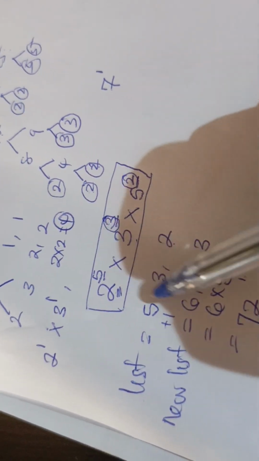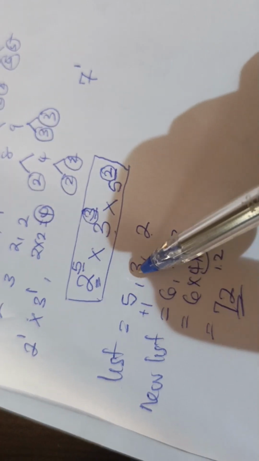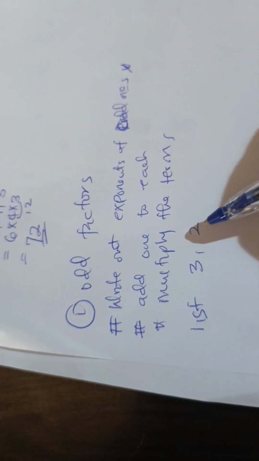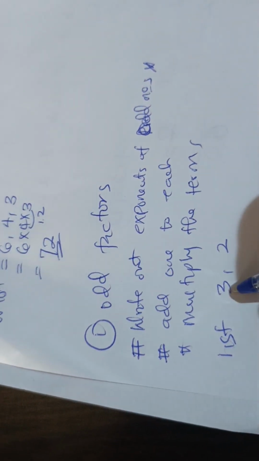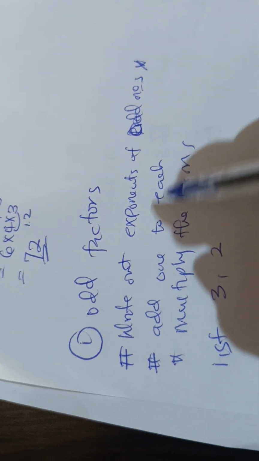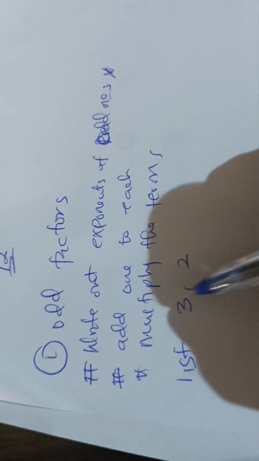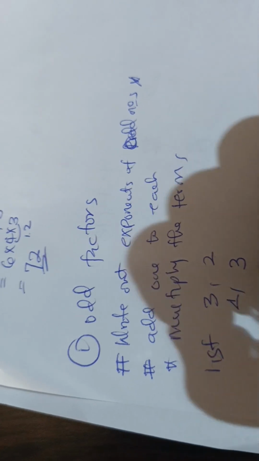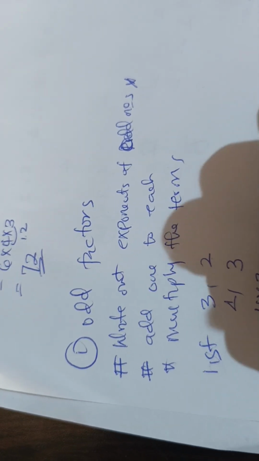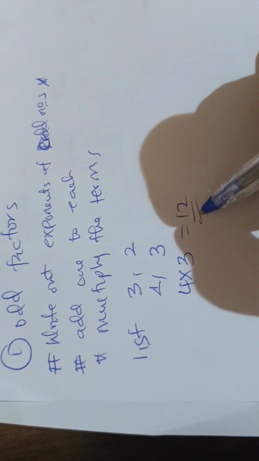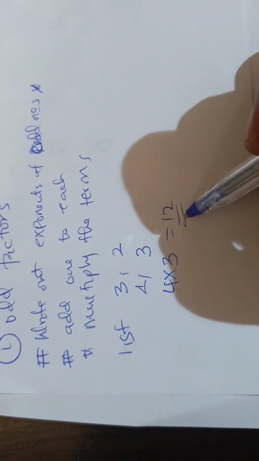Remember, when we're looking for all the factors, we carry every exponent regardless of even or odd. But when you are looking for odd factors, carry the exponents of only the odd numbers. So this is what we have. Then add 1 to each, and every other thing remains the same. So this is 4 plus 1, and 2 plus 1 gives us 3. Then multiply, and this gives us 12. So out of the 72 factors, only 12 are odd factors.